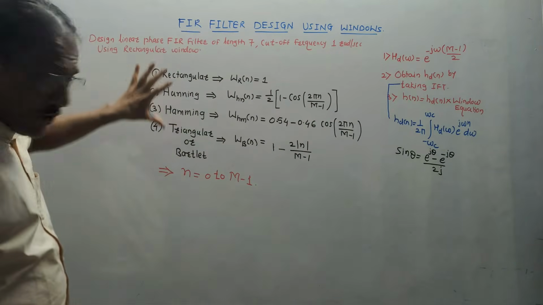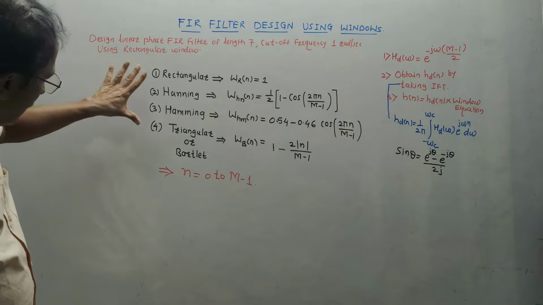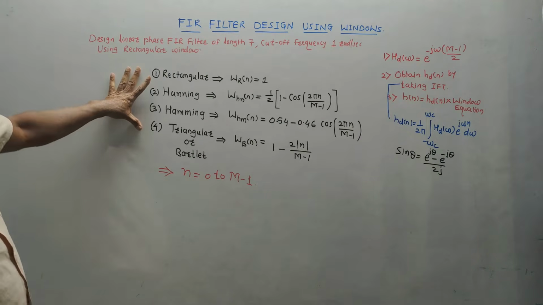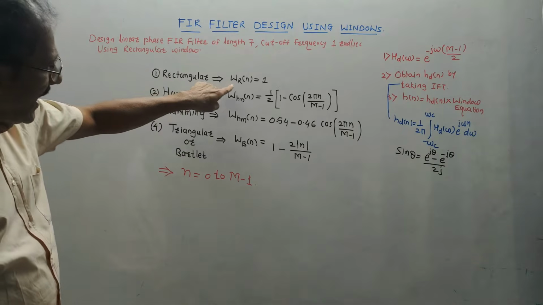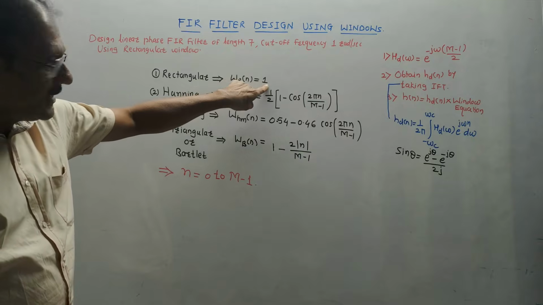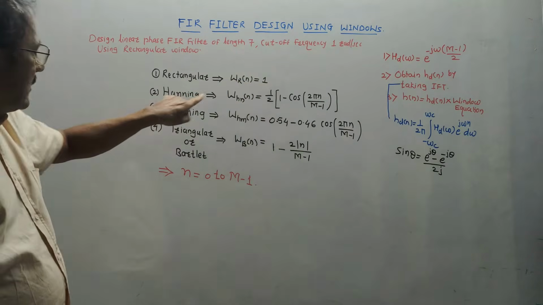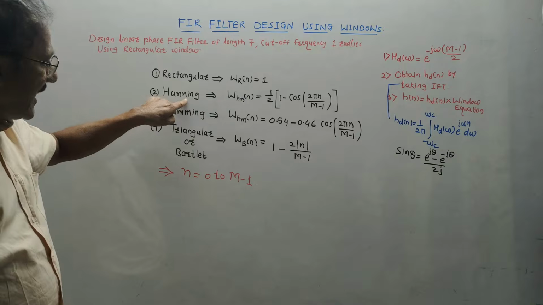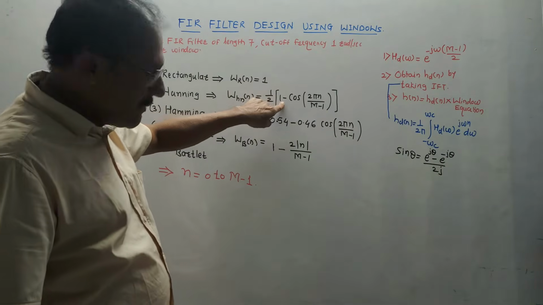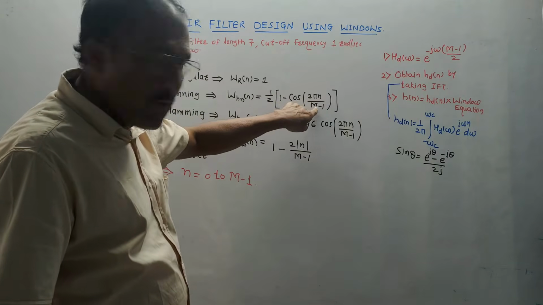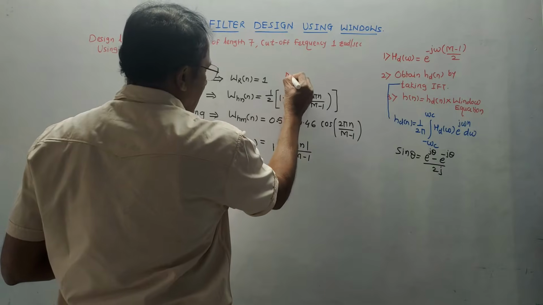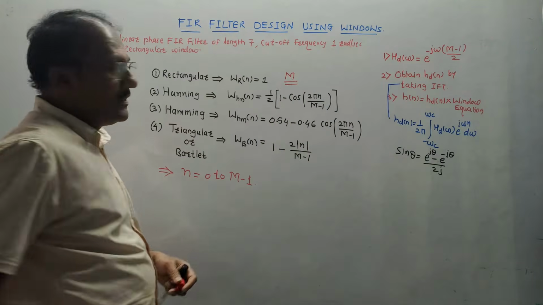Now, as far as the window method is concerned, there are four major types of windows on which we are supposed to solve the numericals. First is the rectangular window. I have written the formula of each window. Notation is WR of n. Its value is 1. Second is the Hanning window. Its formula is 1 by 2 in the bracket 1 minus cos 2 pi n upon m minus 1. Here the notation m indicates the order of the filter.